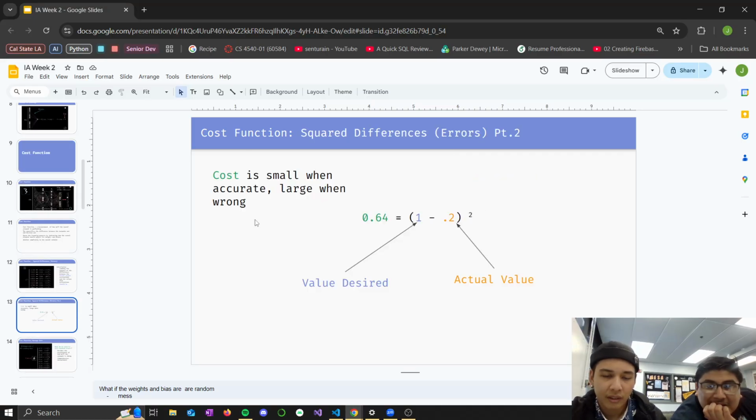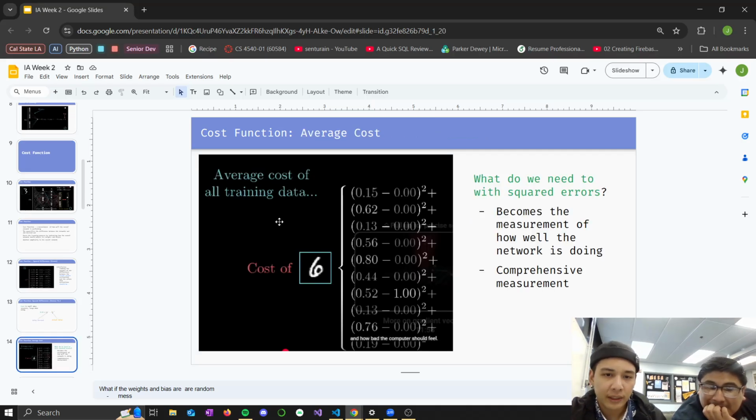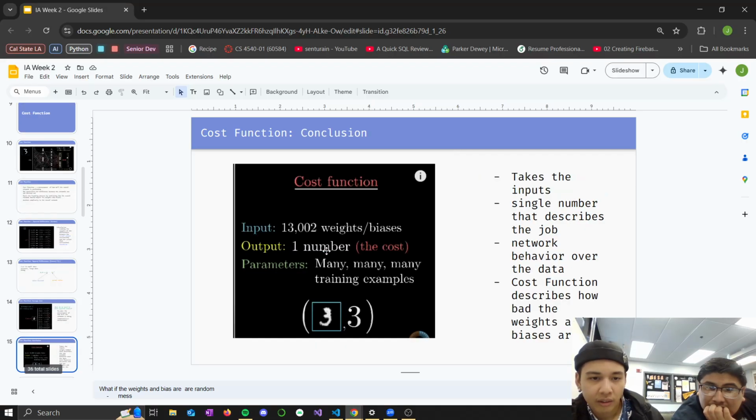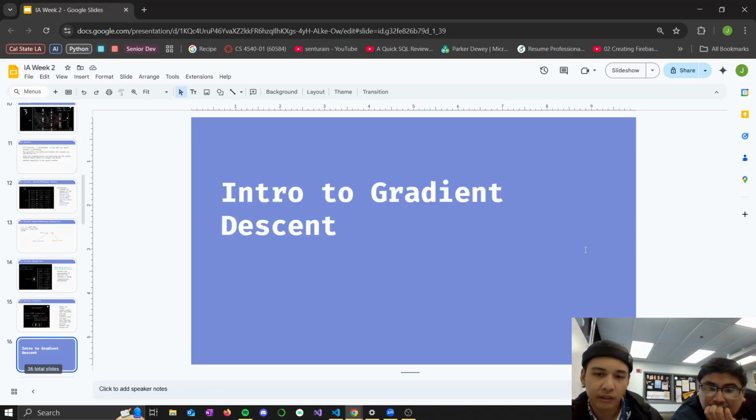How do you minimize cost? Well, we'll get there. Basically, we take the average of these squared errors, and this output is the cost function. It takes all these weights and biases and outputs one number, which is the cost. This number tells us basically how our neural network's behaving. If it's bad, it's good. This number will determine that.